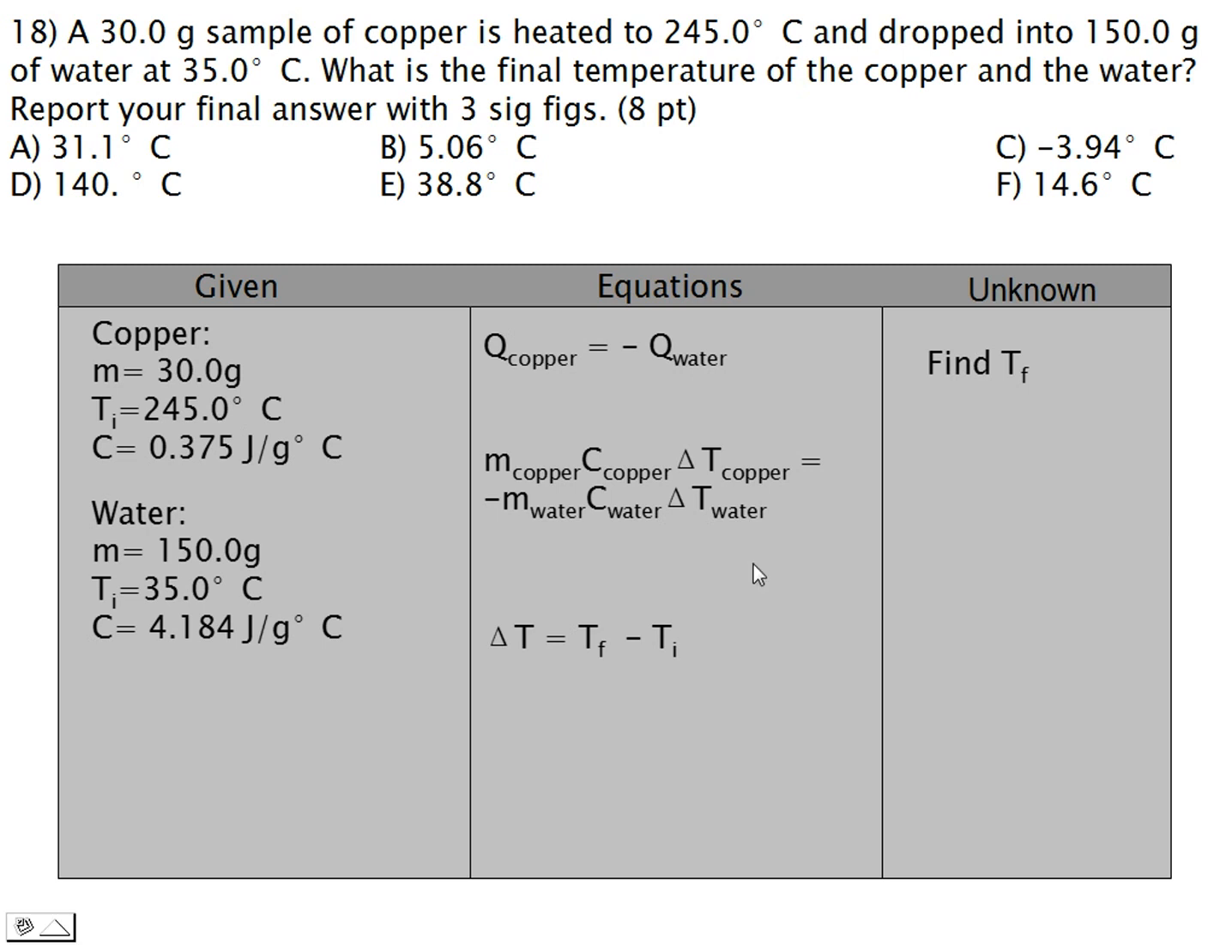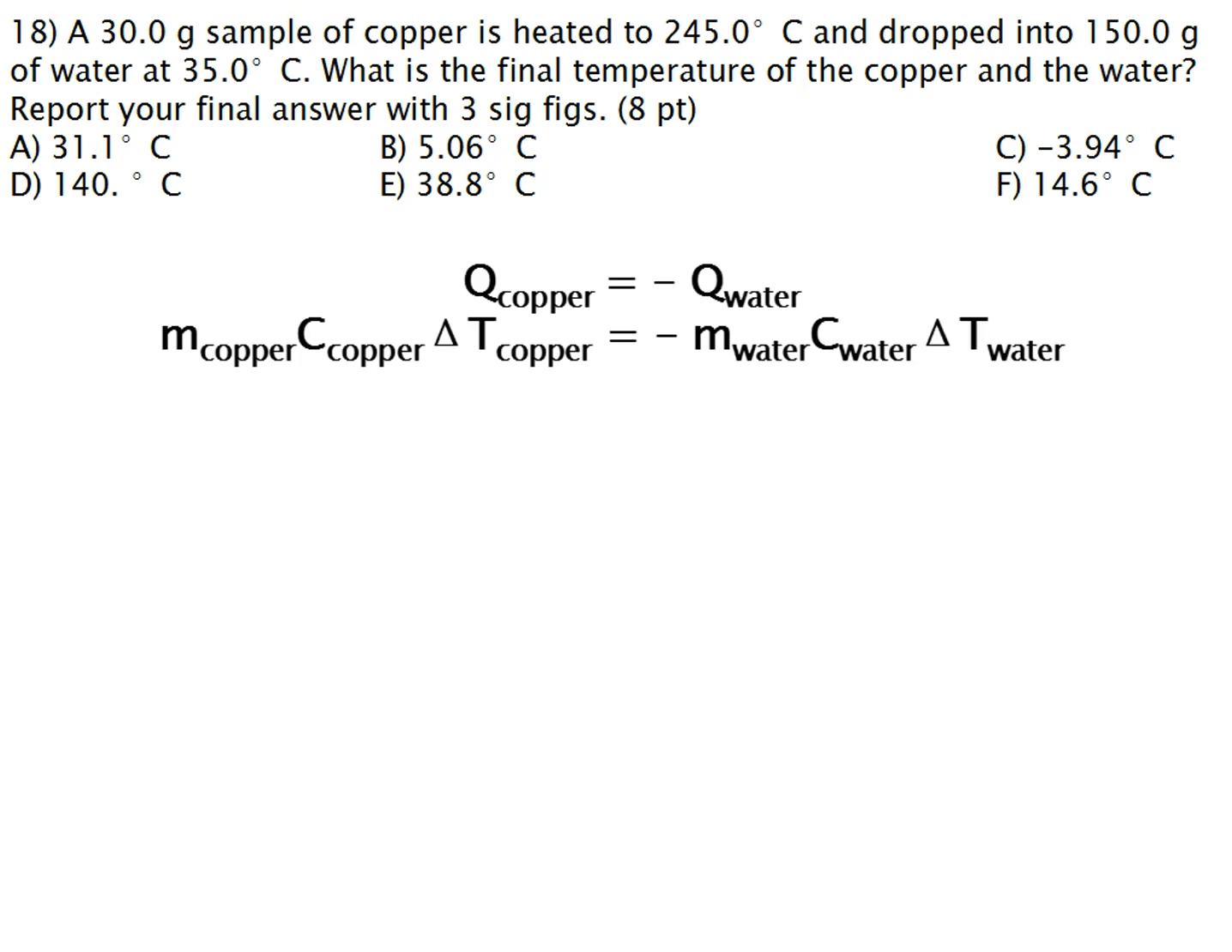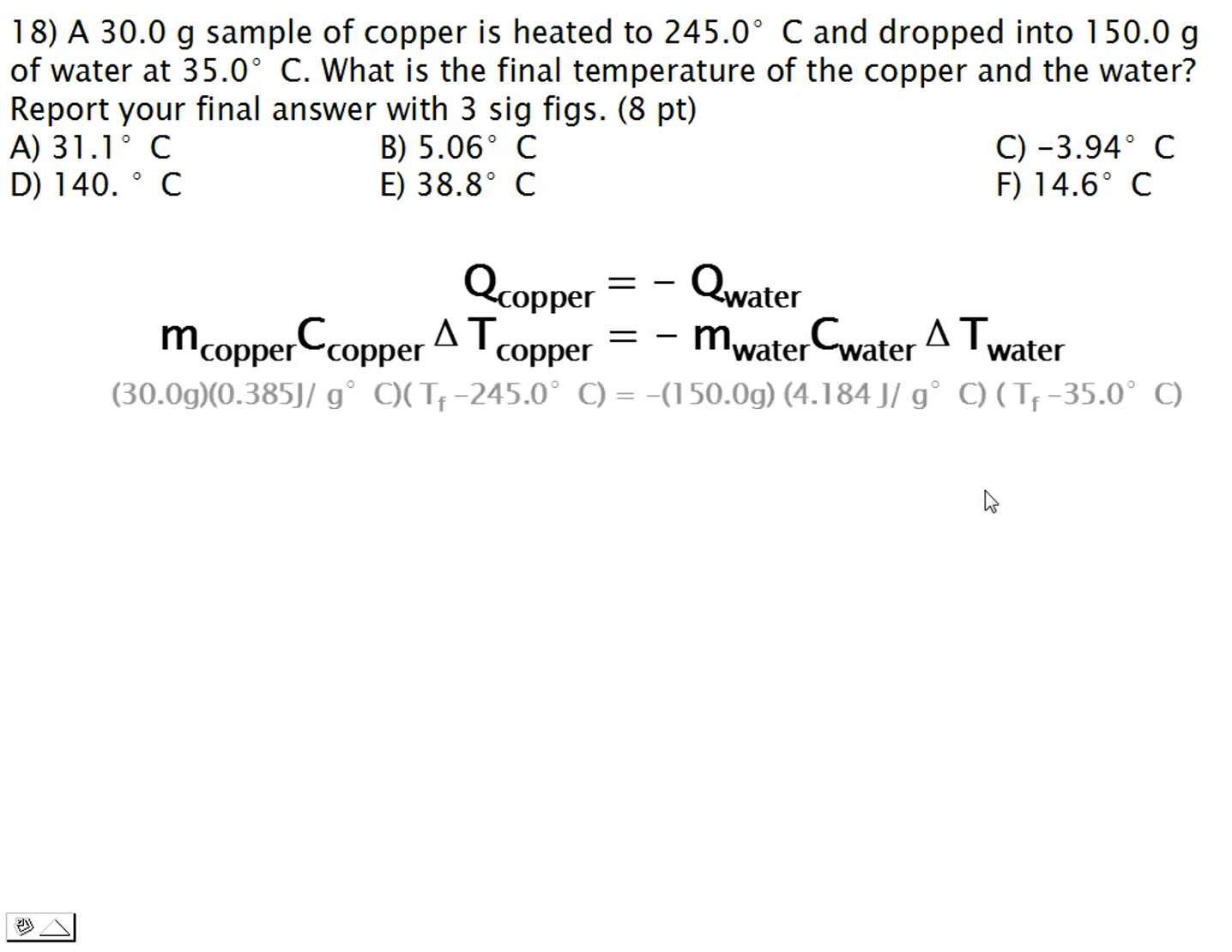Now that we have our information organized, we can plug it into the equation given in the middle column and solve for T final. This equation is just the equation from the previous slide. Q of copper equals negative Q of water, which is equal to mass of copper times the specific heat capacity of copper times the change of temperature in copper, which is equal to the negative mass of water times specific heat capacity of water times the change in temperature of water. Now it is time to plug in what we know and solve for our unknown. After plugging in everything that we know, this is what our equation looks like.